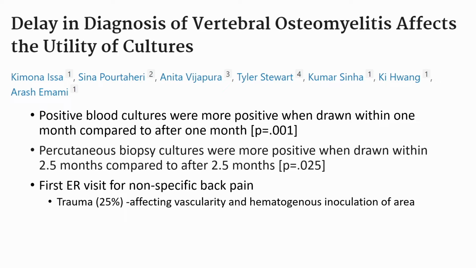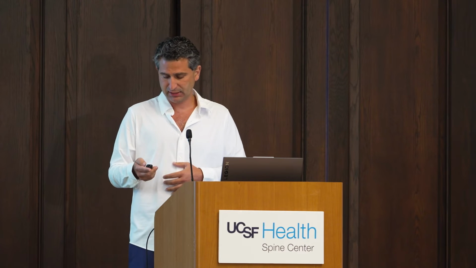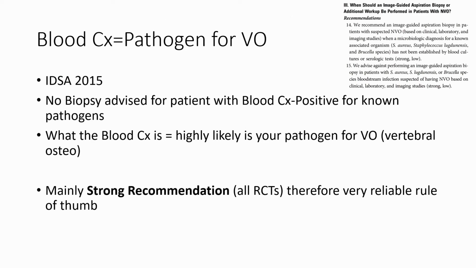Another interesting theory is that a lot of these patients do present to an emergency room for non-specific reasons, and there's a high rate of these patients coming to the ER with trauma or some form of trauma. So there's some theories that when you have trauma to the spine, you're affecting the vascularity to that area, and then you get a bacteremia and hematogenous spread to the area that had trauma. But again, that's a theoretical concept, but there is a high rate of patients having trauma initially and then developing vertebral osteomyelitis.